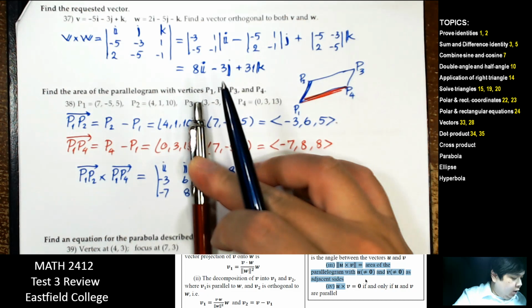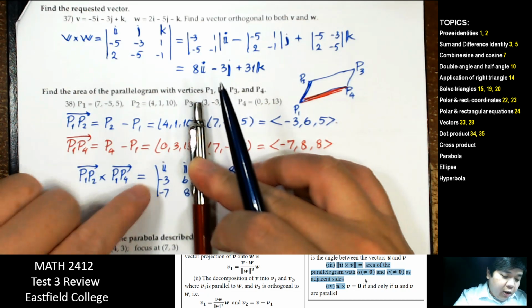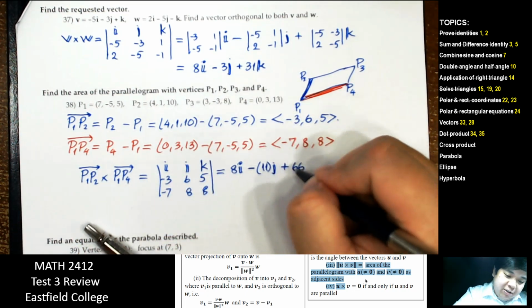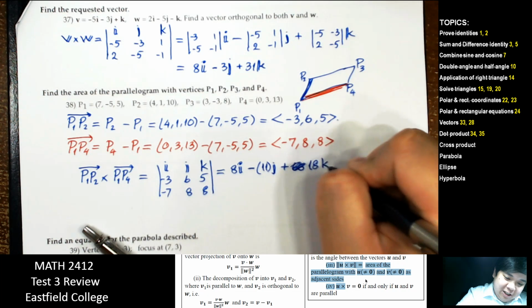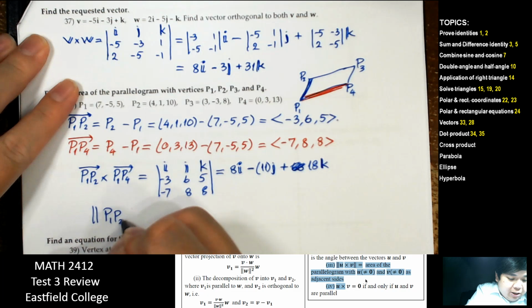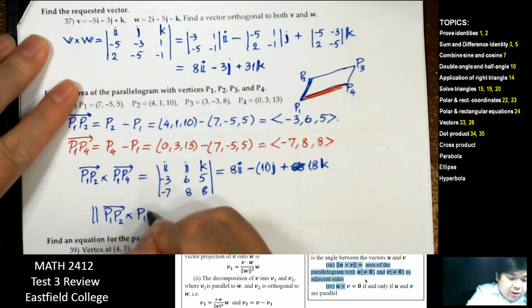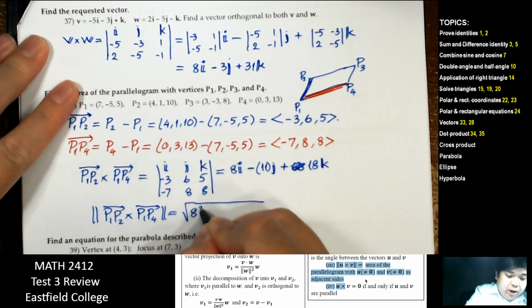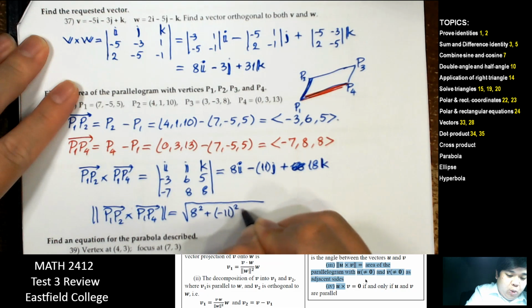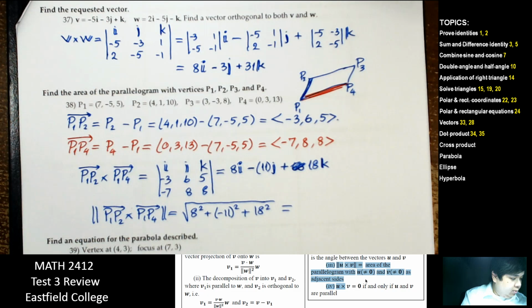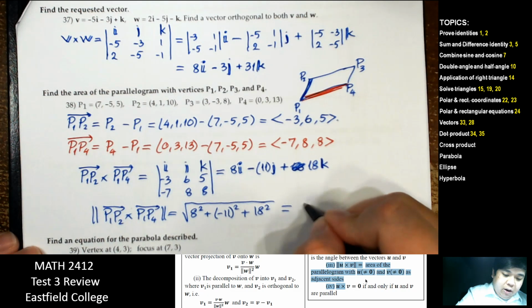Sorry, 42 minus 24, that is 18k. Right. And then we find the magnitude of that. A square, -11 square, 18 square. It's 509.